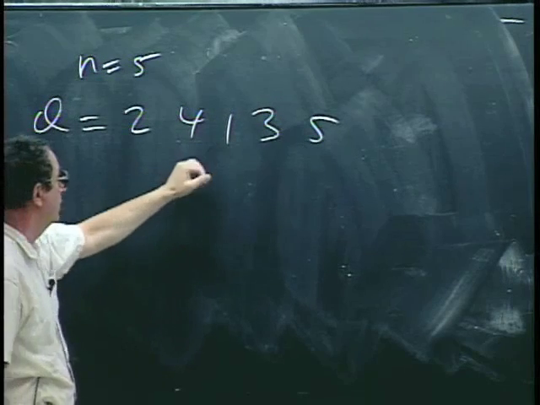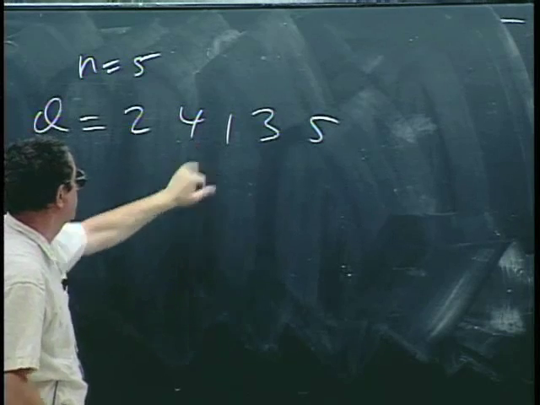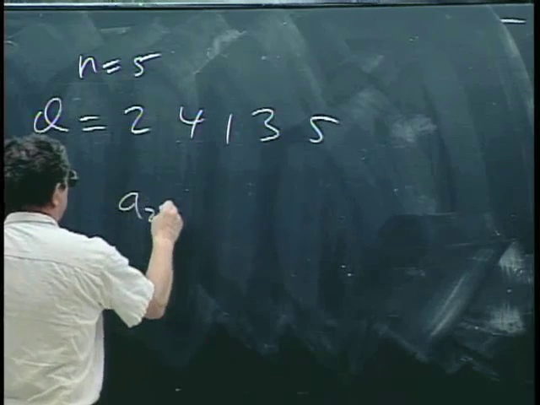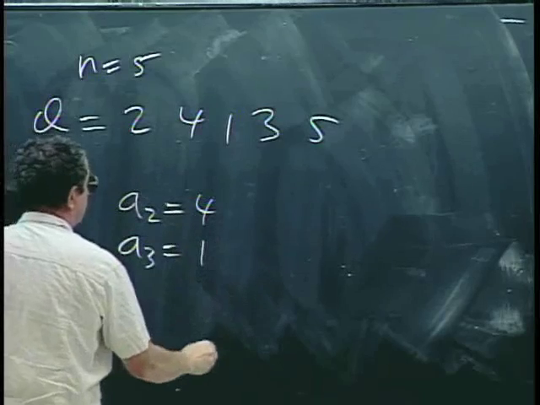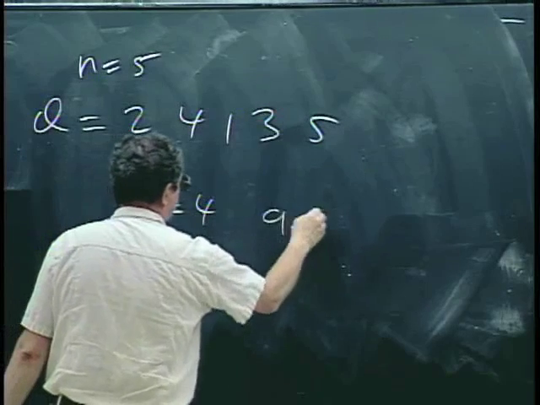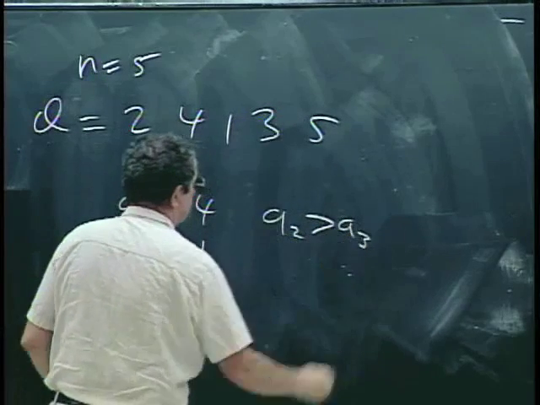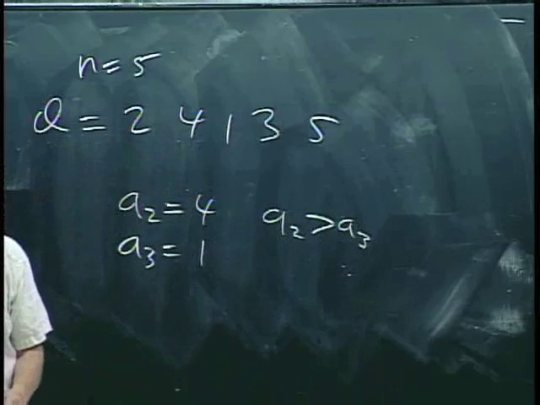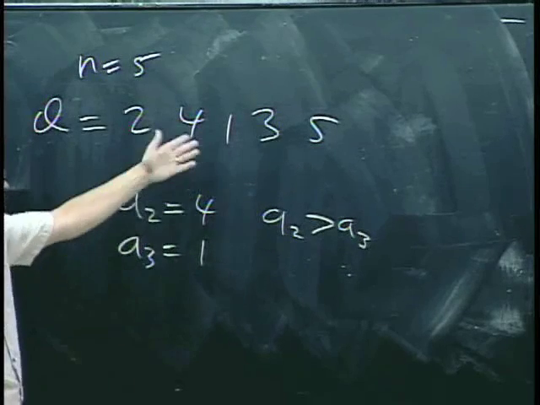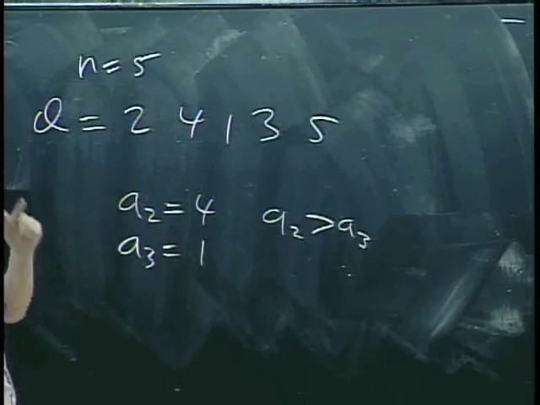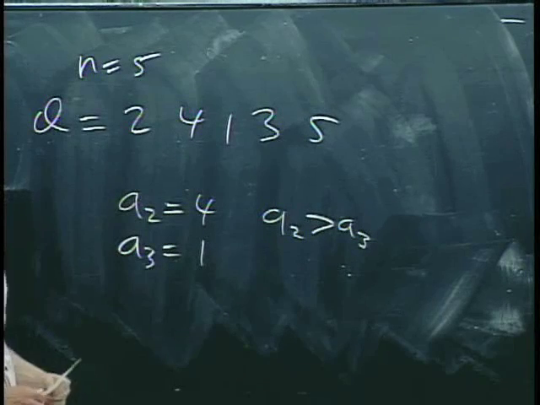Yeah, 4 and 1. So what's in position 2? A2 is equal to 4, and A3 is equal to 1, and yet A2 is greater than A3. So that's an inversion. They're just two numbers that are out of order. They're neighboring in this example. They don't have to be neighboring for the definition of inversion.